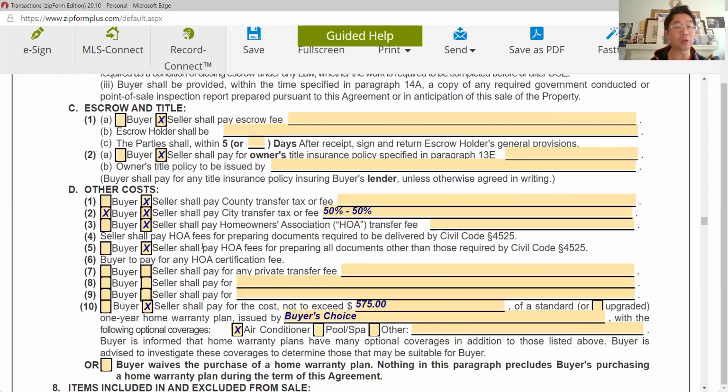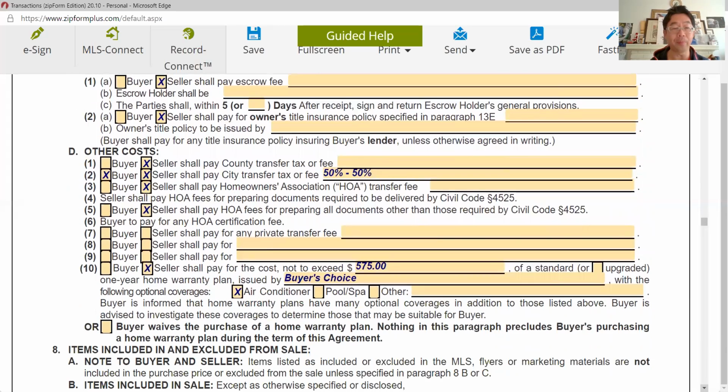And also the escrow, we ask the seller to pay for the escrow fee. That's right here in Santa Clara County. It has almost become the standard practice for Santa Clara County that the seller pays for the escrow fee. And also the sellers should pay for the owner's title insurance policy. So sellers should pay for that as well. So, you know, so far you don't pay anything.